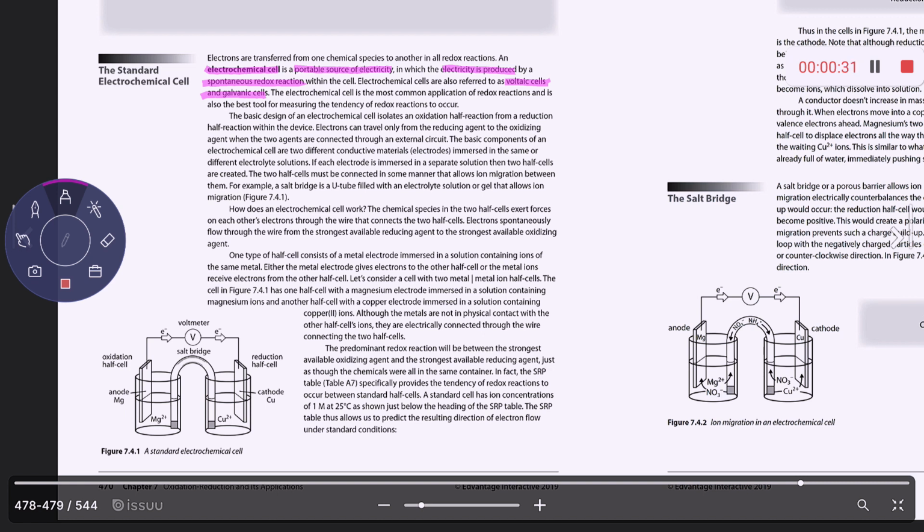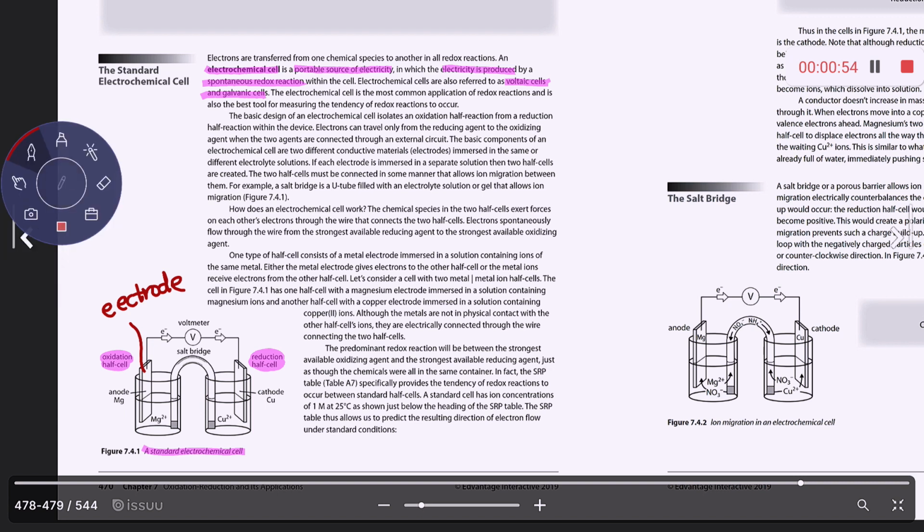To give you an overview of a standard electrochemical cell, there are two compartments. They call them half cells. One of them is where oxidation occurs. The other one is where reduction occurs. Oxidation is the loss of electrons, so it makes sense that this right here is an electrode. Typically, it's a piece of metal. In this case, it's a piece of magnesium metal, okay?